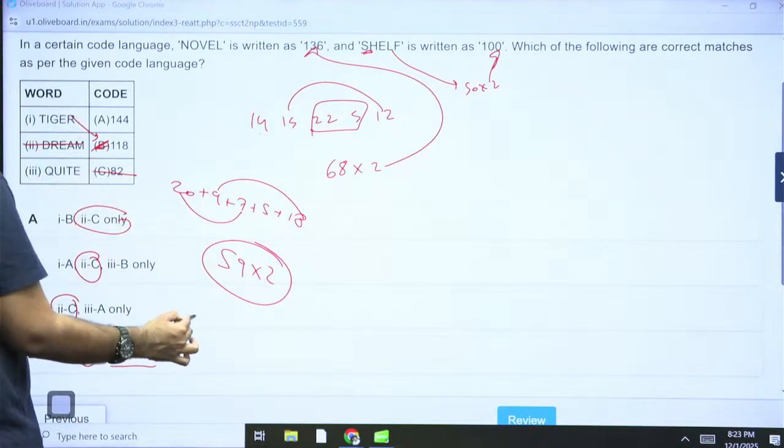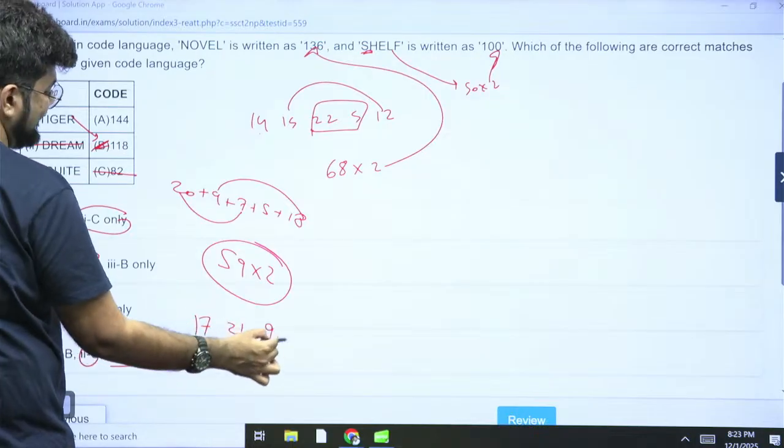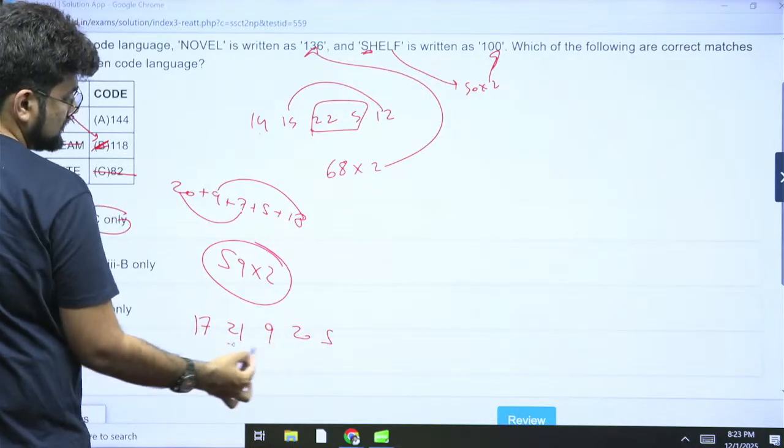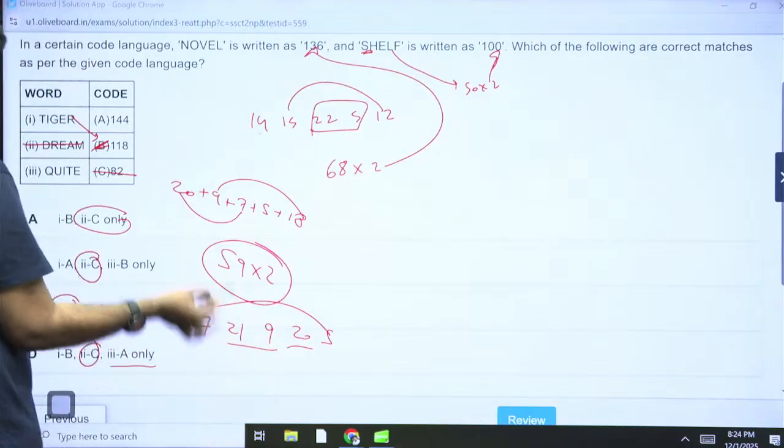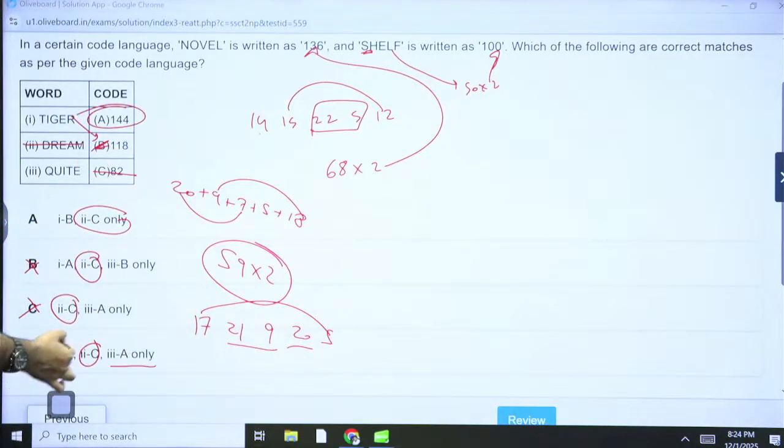So this is 17, 21, 9, 25. This is 30. This is 50. And this is 22. So this is 72. 72 into 2 is 144. So I think option D is the correct answer. Got it?